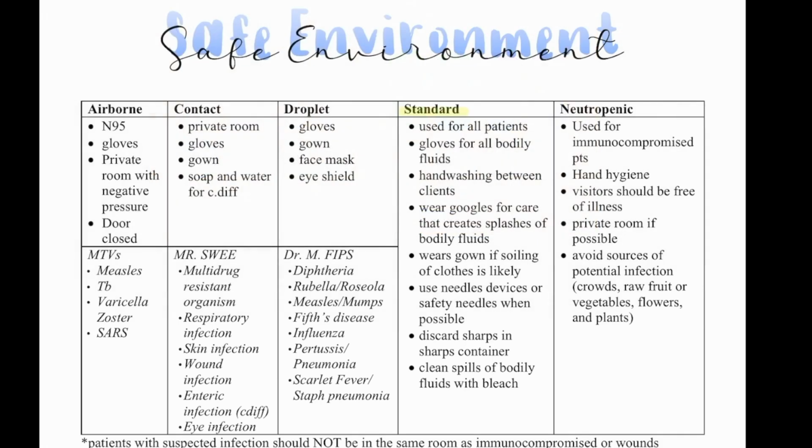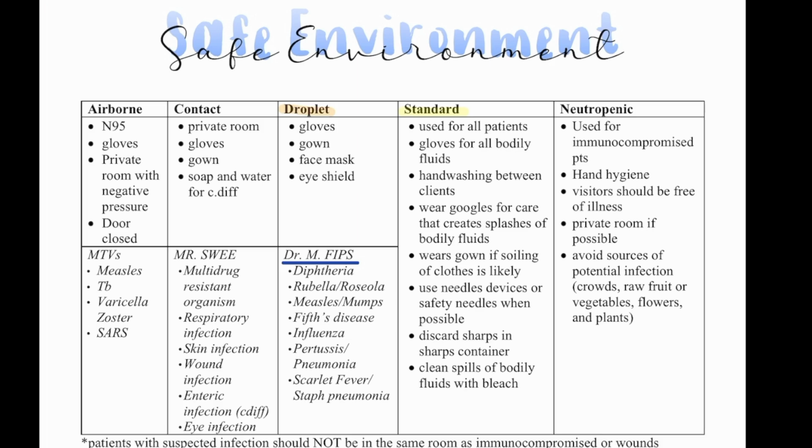So the next one we're going to discuss is droplet. This is a step up and it tells you what it is. With droplet, we're worried about droplets, from coughing, that carry different types of bacteria. The types of bacteria that we can remember for this is Dr. M. Phipps. And on NCLEX, you really don't need to have all of these memorized, but you definitely will want to know the airborne ones.